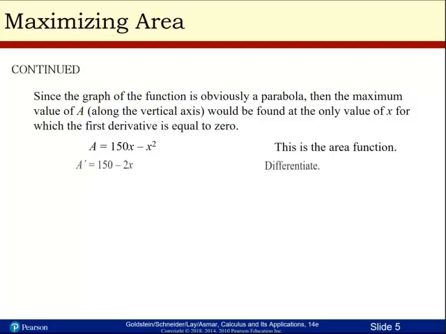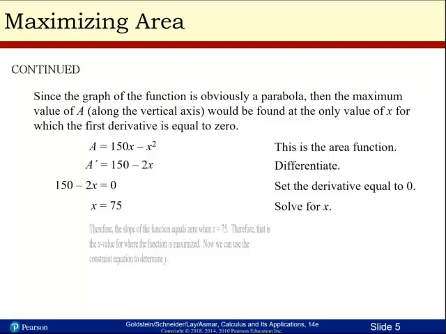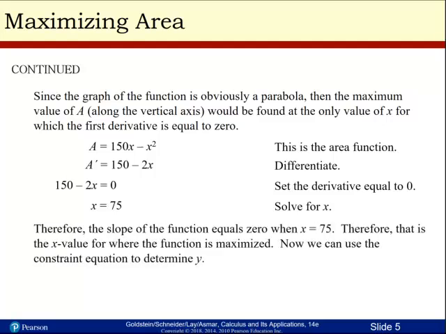So we have our area function. We're going to take the derivative, set it equal to 0, and then solve for x. And what did we get? 75. Therefore, the slope of the function equals 0 when x is 75. Therefore, that is the x value for where the function is maximized.